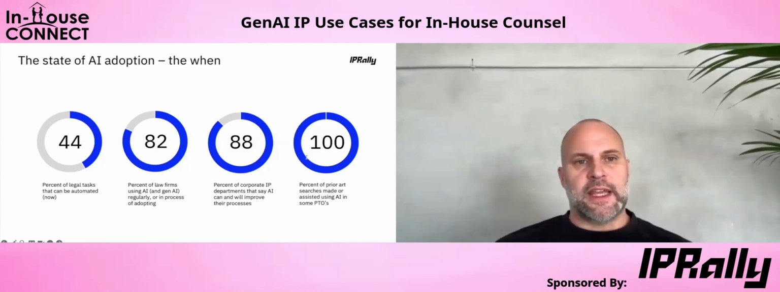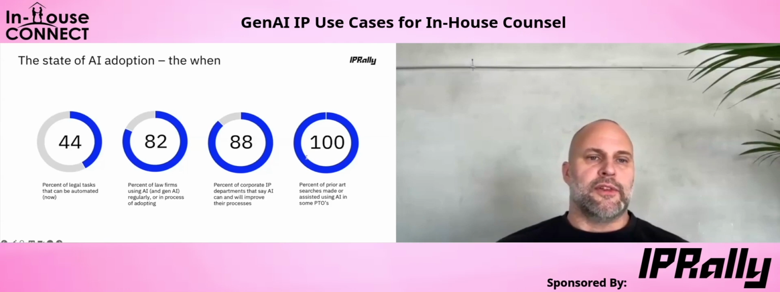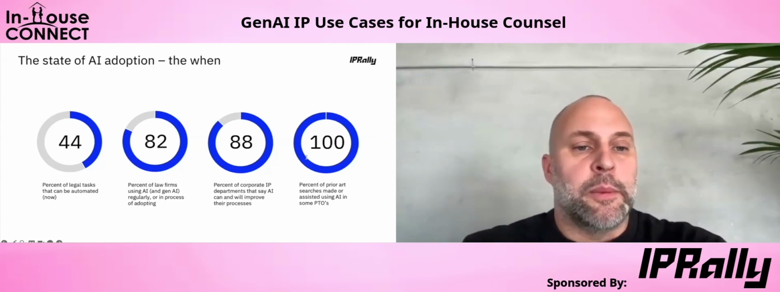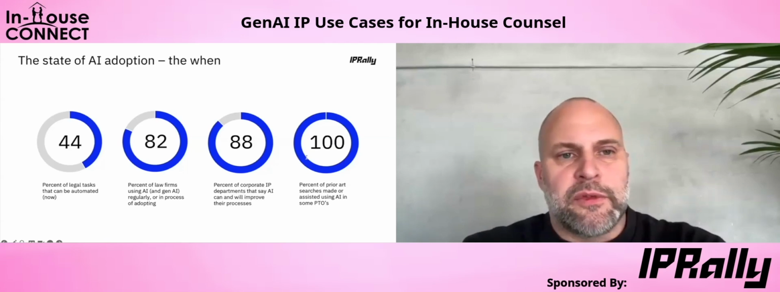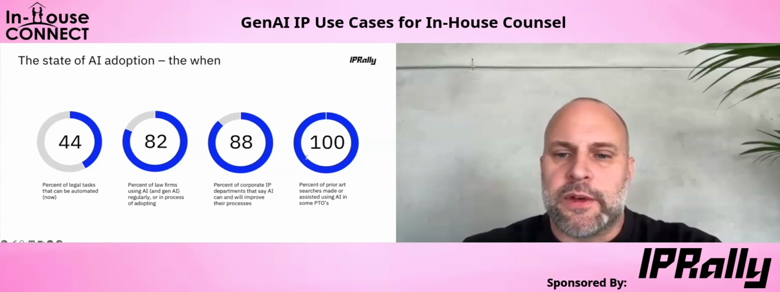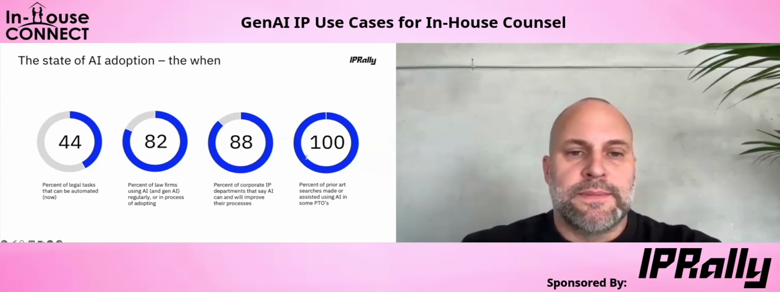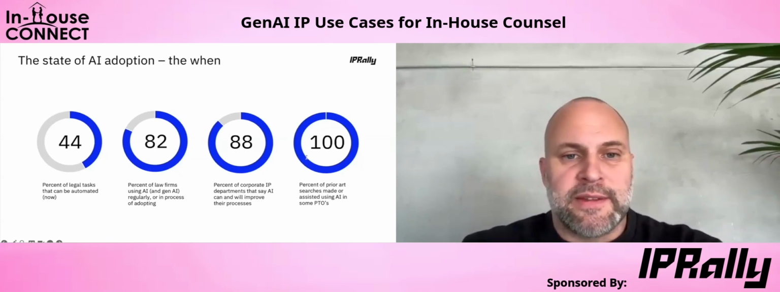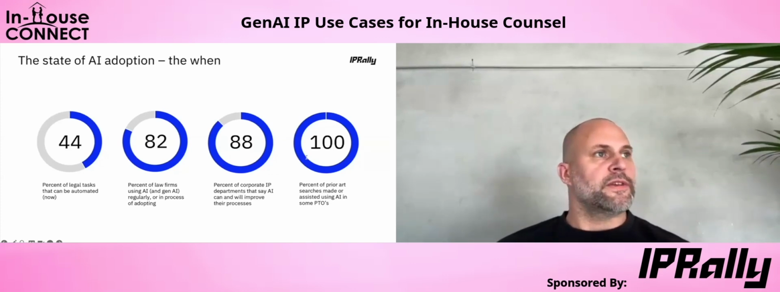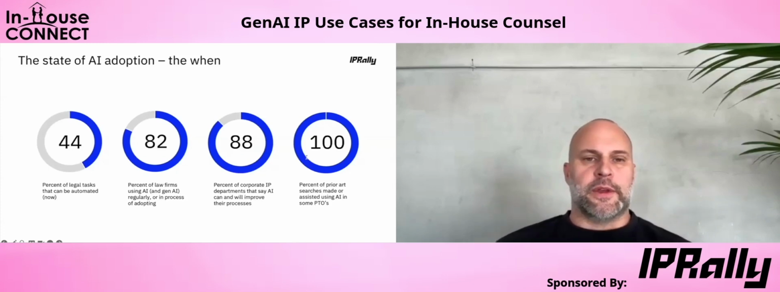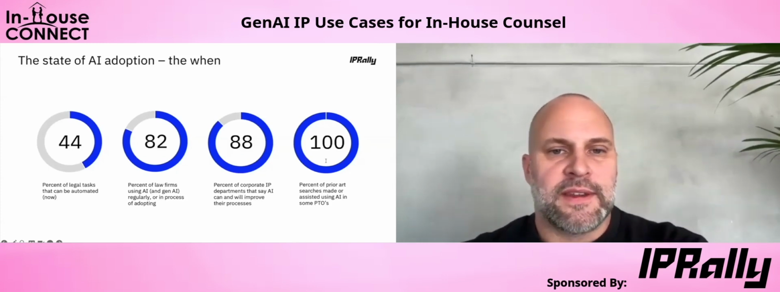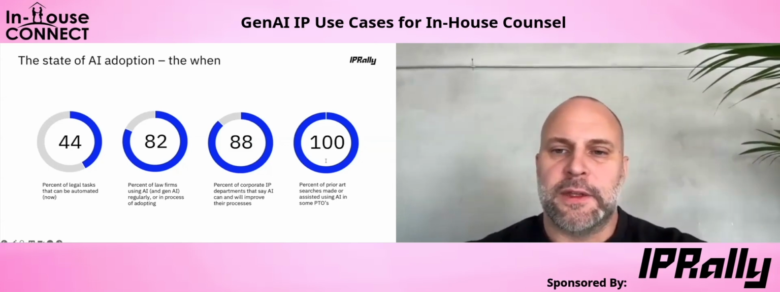Secondly, 82% of law firms are currently either using AI in what they do, or they are in the process of adopting it. And it's about 50-50 between them. So 40% have adopted, 40% are in the process of adopting, according to another survey. 88% of corporate IP departments, so I guess that's you on this call, say that AI can and will improve their processes. And I would assume that they're also in the process of adopting it. And I would also wonder what the other 12% in that equation is thinking about. Need to get on board, I think.